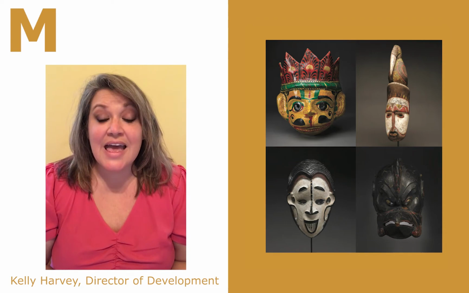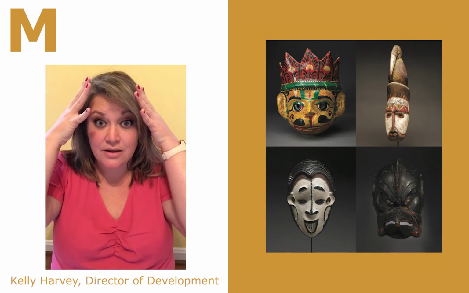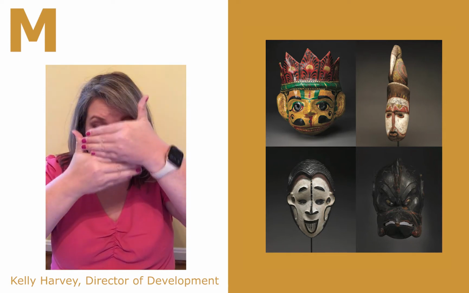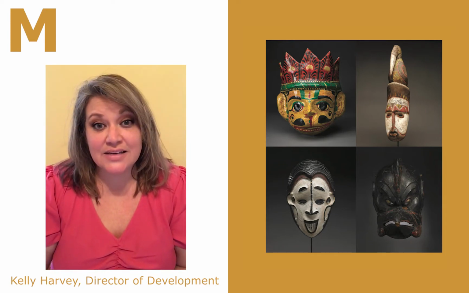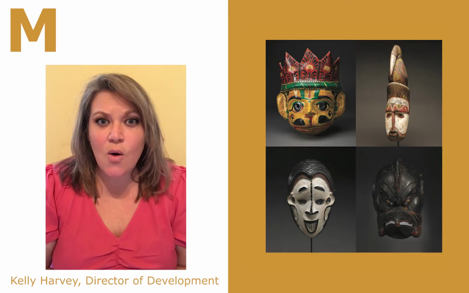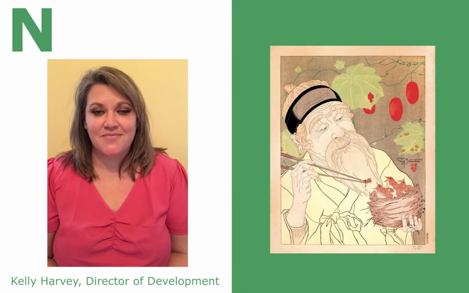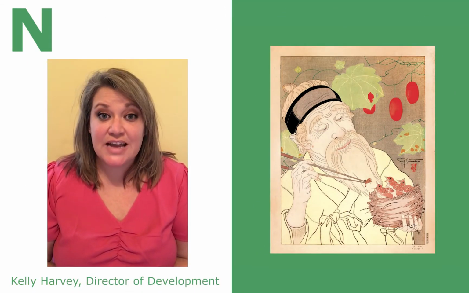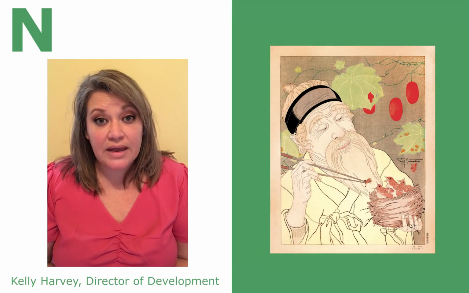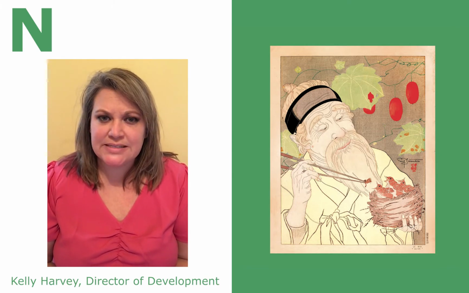M. M is for mask. Masks cover your head or the face. These masks are from all different places all over the world. What happens to you when you wear a mask? N is for nest. An old man feeds baby birds. What do you think baby birds like to eat?